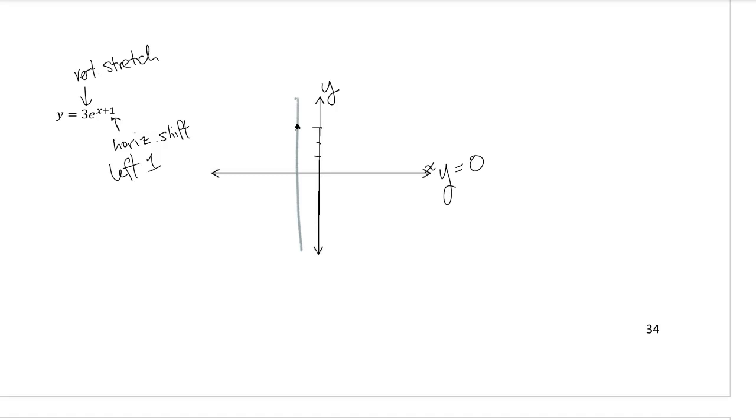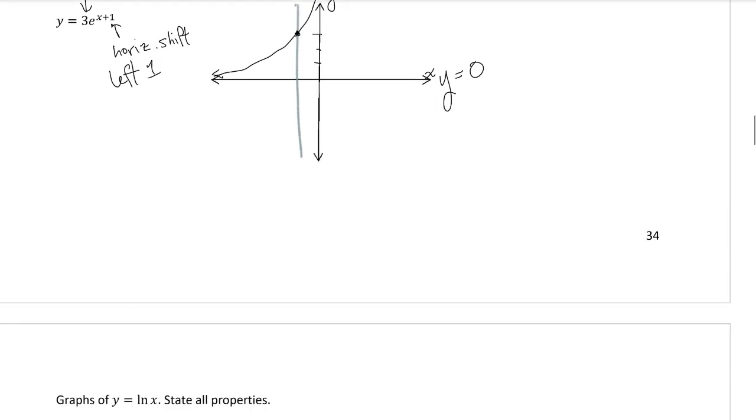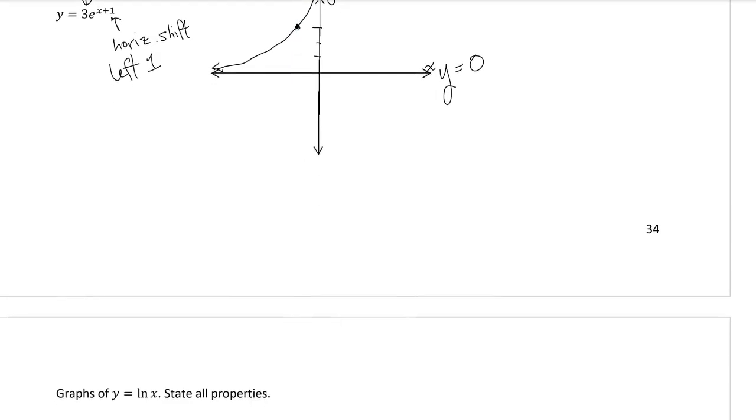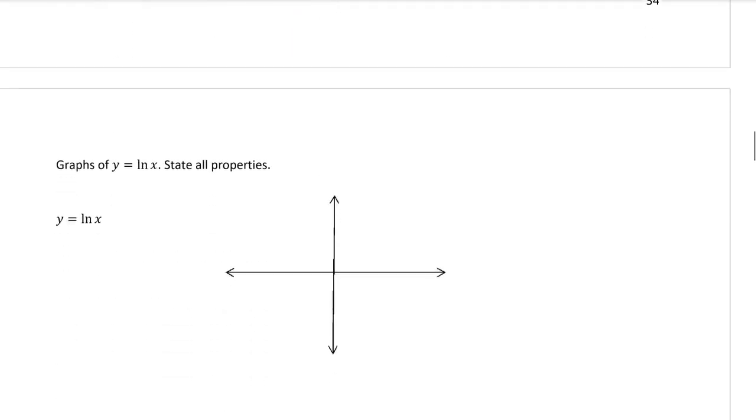So when I draw this graph, again, making sure it's not looking like it's going to actually hit my axis. That would be my sketch there. And then I would erase that. Okay.